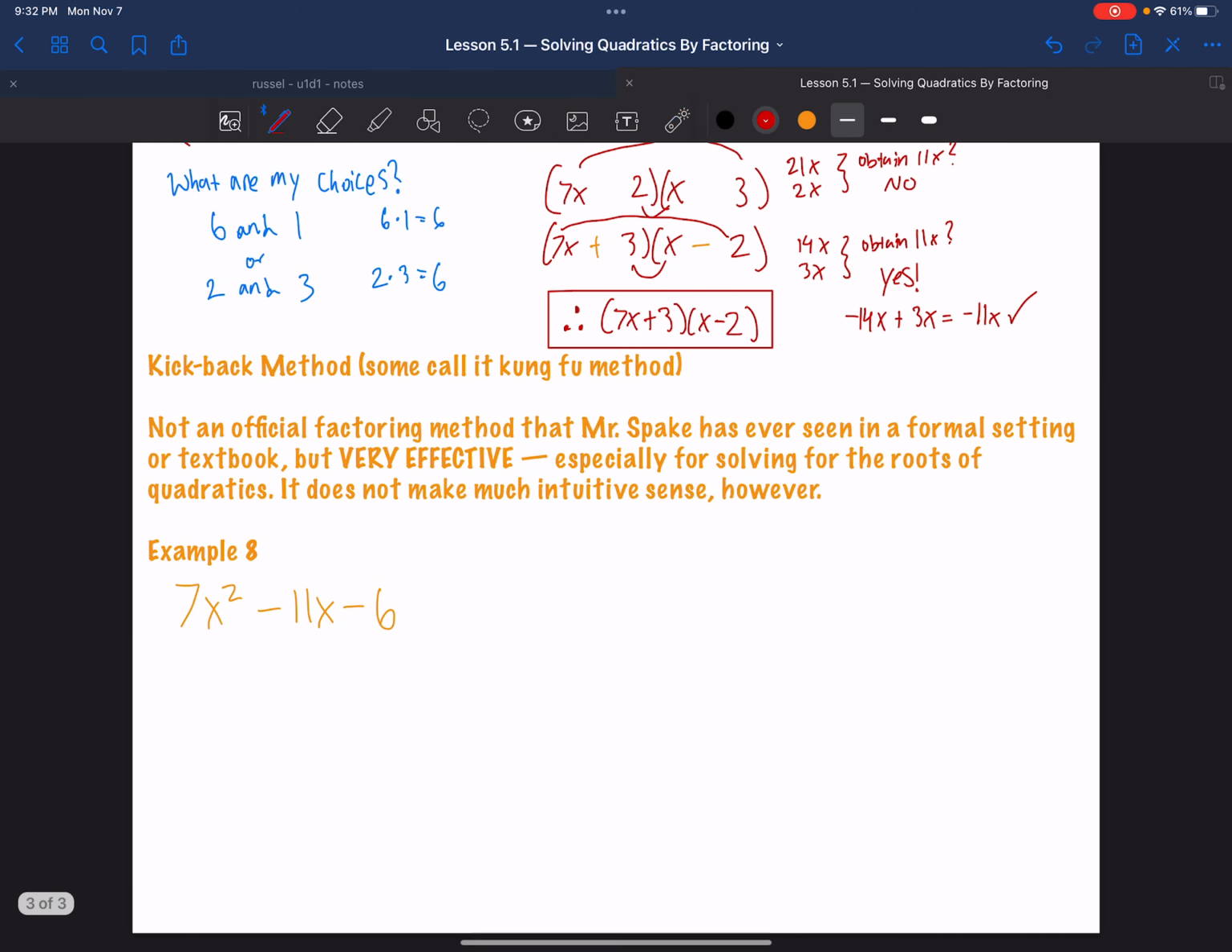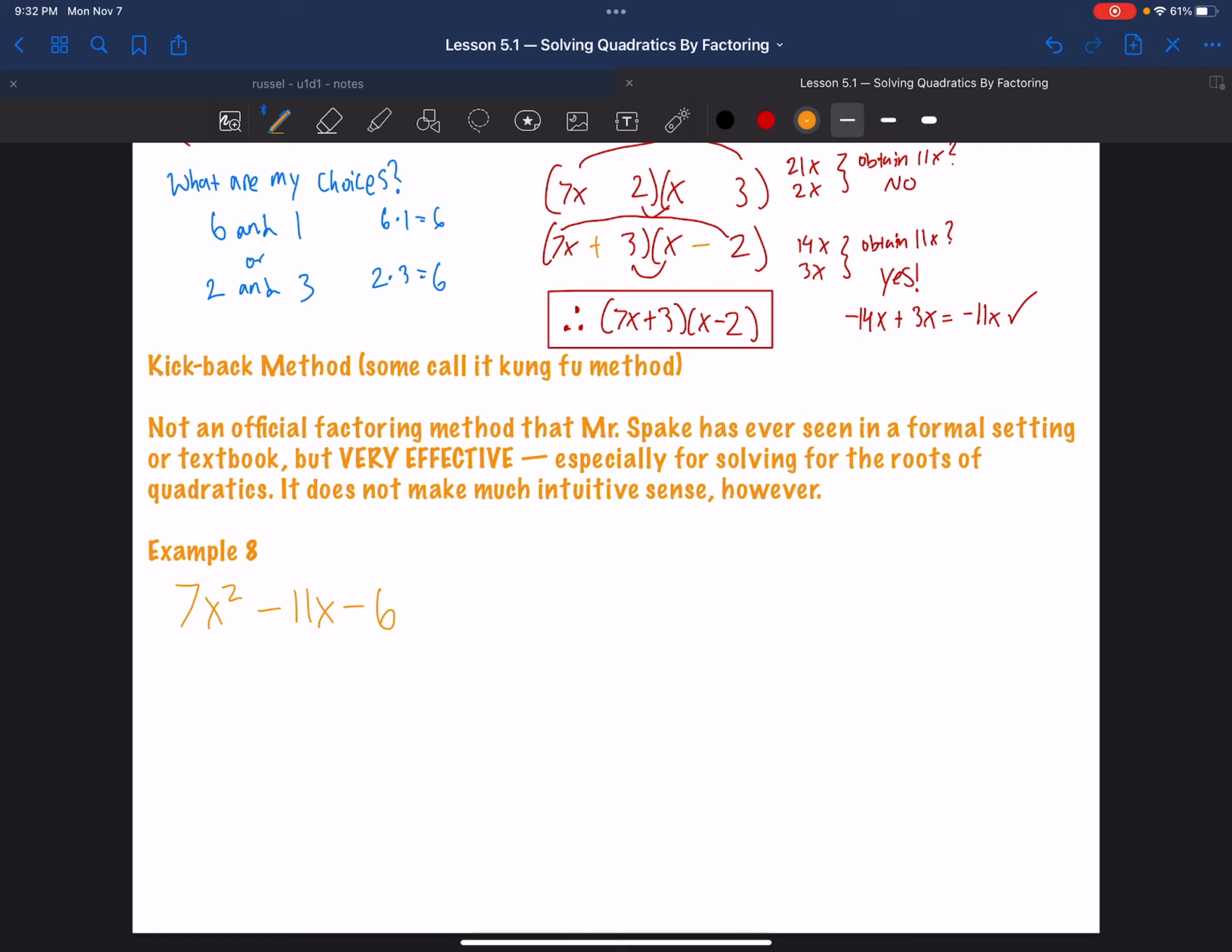Okay, last one, the kickback method. And this one doesn't take nearly as much time to go through. Now, this is not a very official factoring method. I think you can find it online, but I don't think I've ever seen it in a textbook or any formal source because, well, I don't know, I guess it's kind of a cheat. It's not a bad thing. It's super effective in helping you solve quadratics.